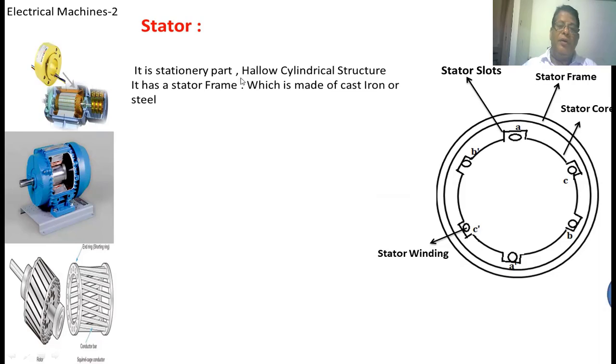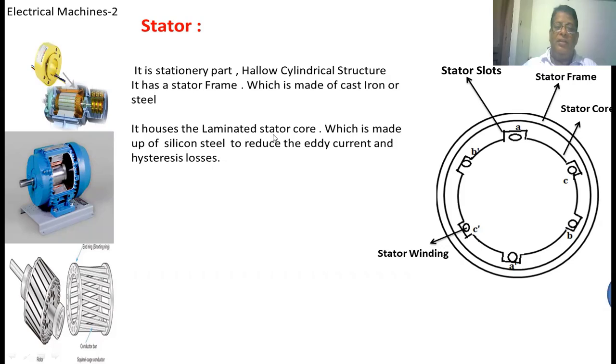It is a stationary part, a hollow cylindrical structure. It has a stator frame which is made of cast iron or cast steel. If you want to reduce the cost of the machine, then it is made of cast iron. Otherwise, you go for cast steel.